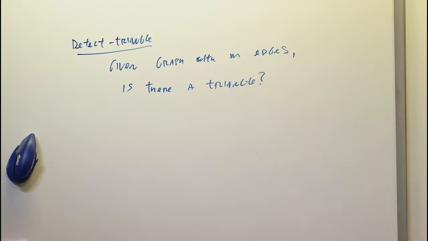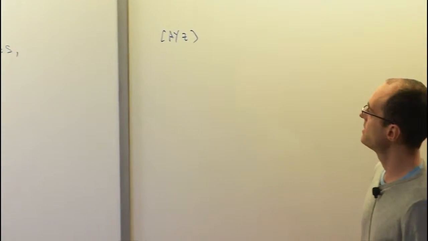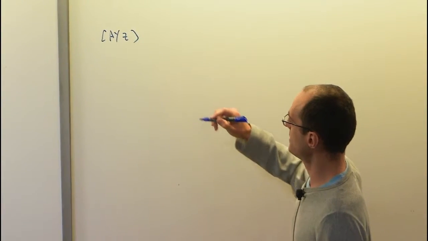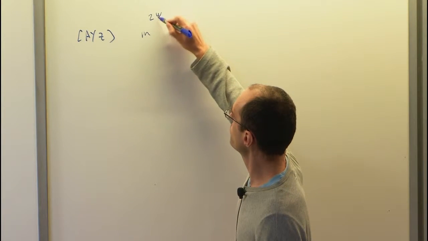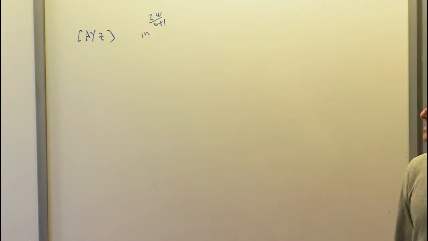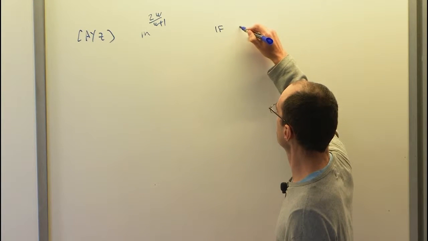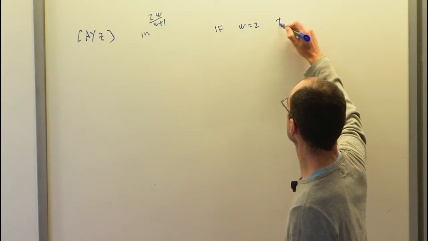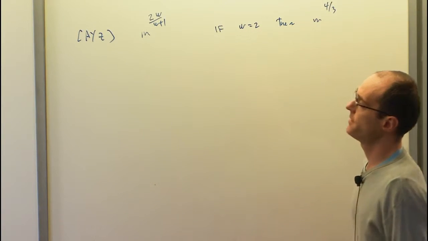So here, a simple result by Alon, Yuster, and Zwick shows that you can solve this in time m to the 2 omega over omega plus 1, where omega is the exponent of matrix multiplication. And this thing becomes, if omega is equal to 2, m to the 4/3.